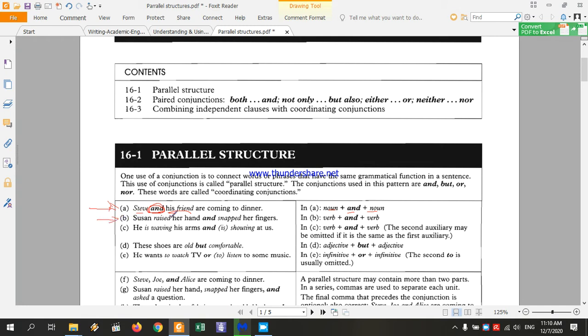Example B, Susan raised her hand and snapped her fingers. Here we have raised her hand and snapped her fingers. It's a verb and verb combination.